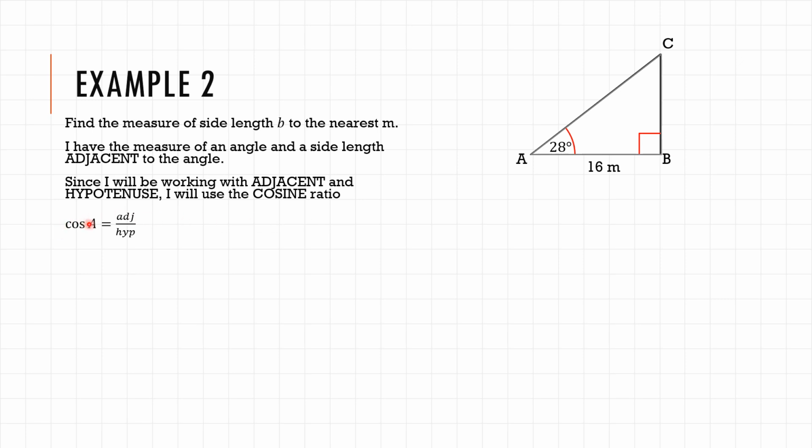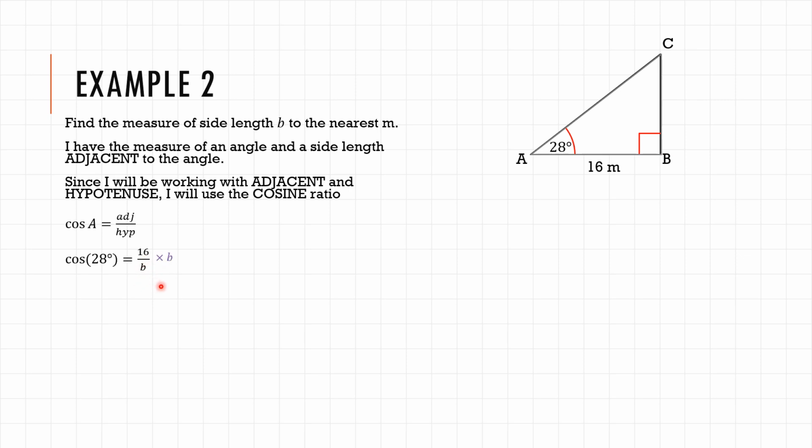Cosine of A, so cosine of this angle, is equal to the adjacent side divided by the hypotenuse. And that angle is 28, the adjacent side is 16, divided by the hypotenuse, which is side B. We don't know what B is, but we're trying to find out what it is. And that means we just need to isolate it. The first step in that process is to get it out of the denominator.